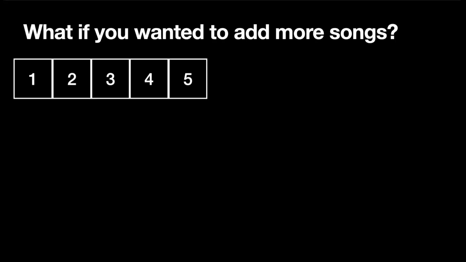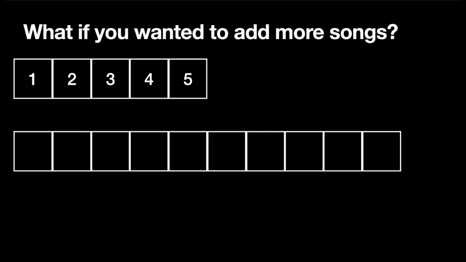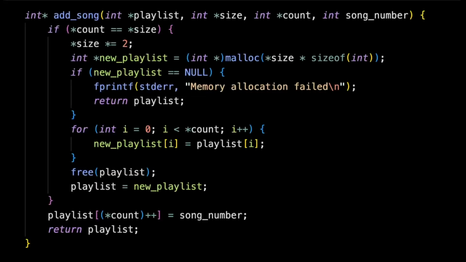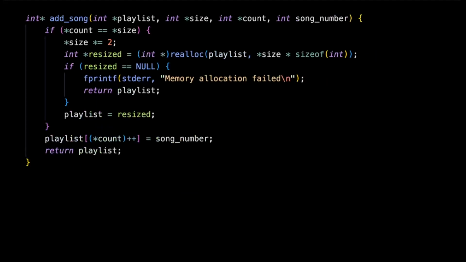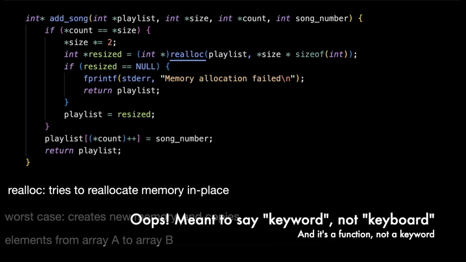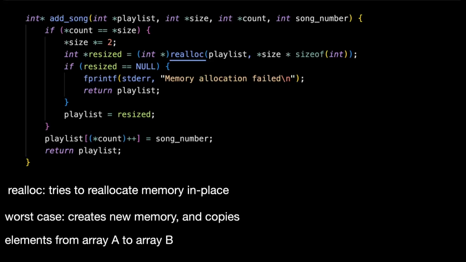Well, what you could do is make a new array with a bigger size, copy all of your song elements from A to B, and then keep on appending to the end. And this would be the code to do exactly that. Now, if you didn't want to do this manually, you could use the realloc keyword instead of the regular malloc, and chances are you're actually able to get the same block of memory but just to the size you want. The worst case is that this will do exactly what we were doing previously.